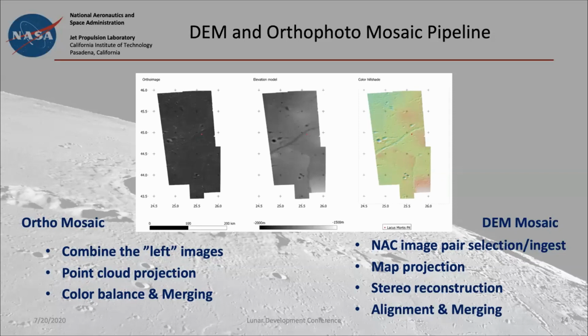The workflow includes stereo reconstruction, alignment, and also it excludes outlier points and removes the distortion of the mosaic for the output. For ease of use, in conjunction with the DEM mosaic, the pipeline also produces an associated ortho mosaic that is color balanced. A few examples of the output are on the slide.